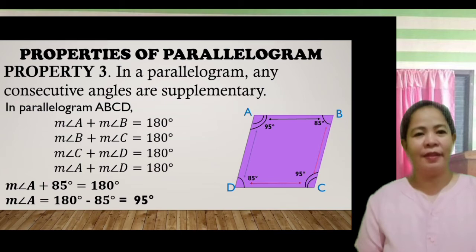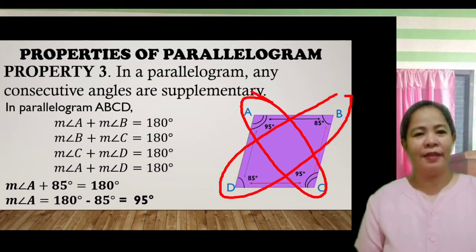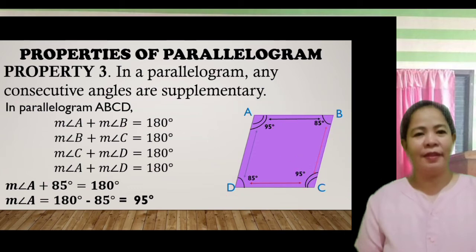And as you can see, the opposite angles here are congruent. Angle A is 95 degrees and angle C is also 95 degrees. Then angle B and angle D are also opposite angles and their measures are congruent, or the same.